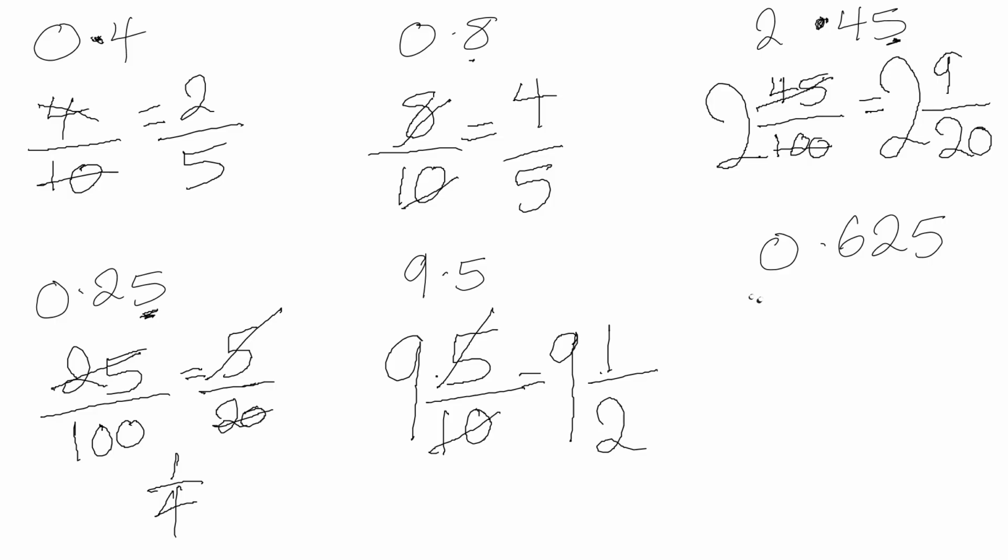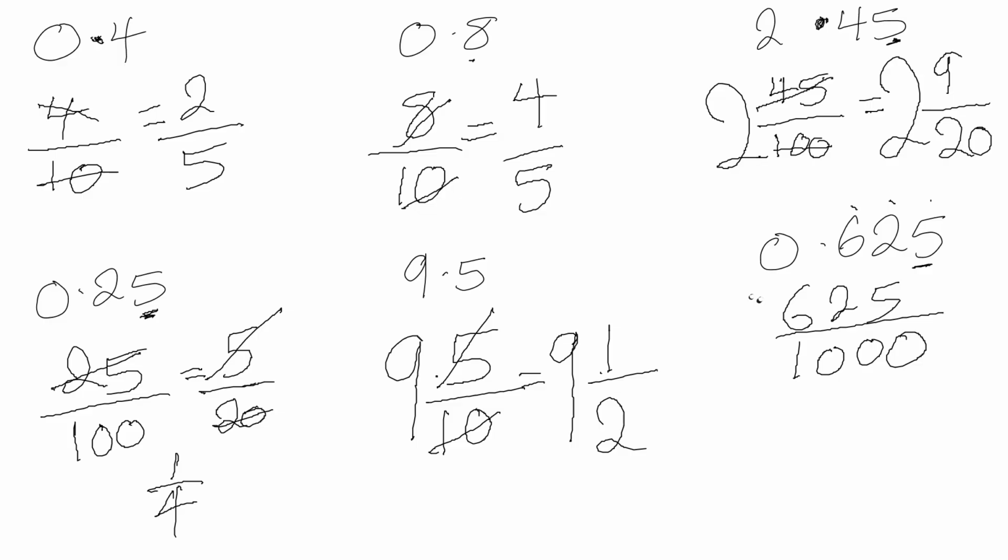So let's jump into the last example. We have 0.625. The place value for 5 here is thousandths. So we have tenths, hundredths, thousandths. So it's going to be 625 over 1000. This is a very big fraction. We need to simplify it.